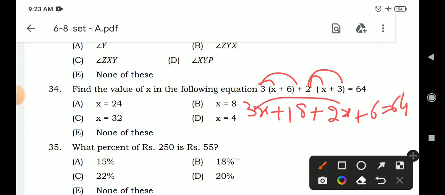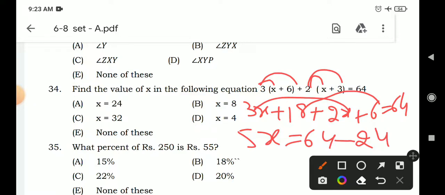Now look here, beta, 3x and 2x is 5x, and 18 plus 6 is 24. So shift this to the right side, then 64 minus 24, 40 will come. This is the value of 5x. Now shift this 5 to the right side.